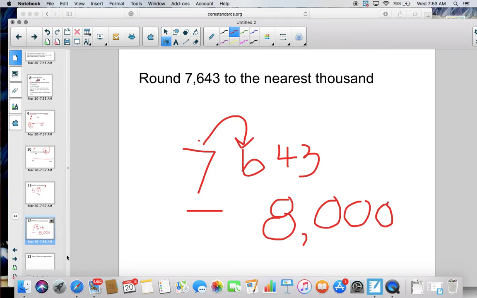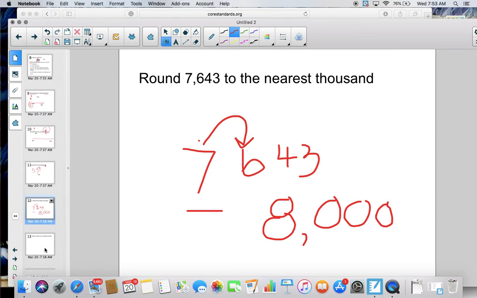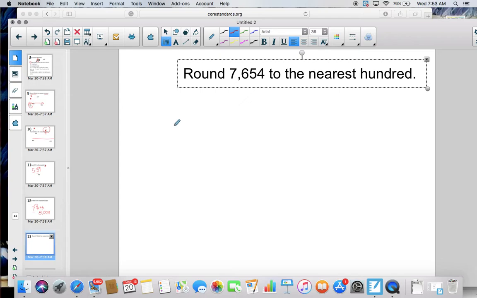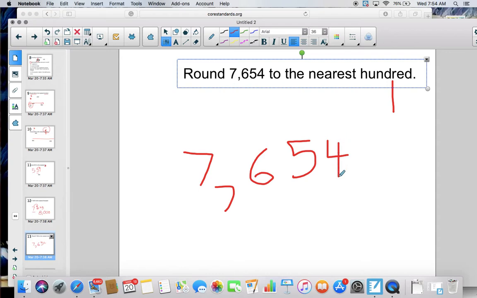Okay, if you didn't get it right, make sure you understand what you did wrong, because we're going to try another one. Okay, round 7,654 to the nearest 100. Click pause, try it on your own. Welcome back. Hope you tried it out. 7,654. Think about that. Which numeral is in the hundreds? Yes, it's the 6. You look next door. This is a 5. So you keep the 7. This 6 is going to go up to a 7. And everything else becomes a 0.